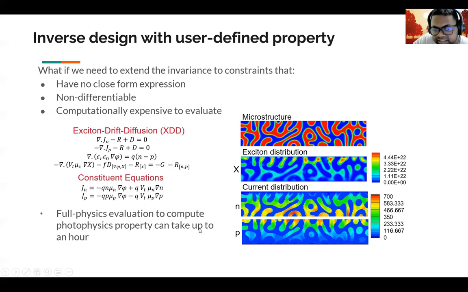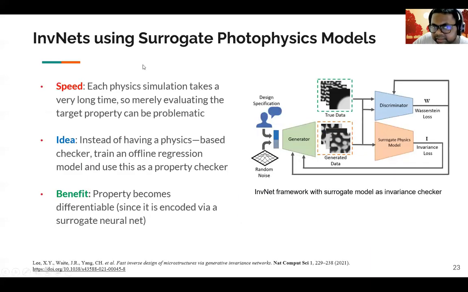Performing a full physics evaluation for each of these samples is going to take a lot of time. So instead, we come up with an approach where we use the surrogate photophysics model over here, and we define the same generator and the discriminator. Now this invariance checker is going to use the surrogate physics model to perform the training.